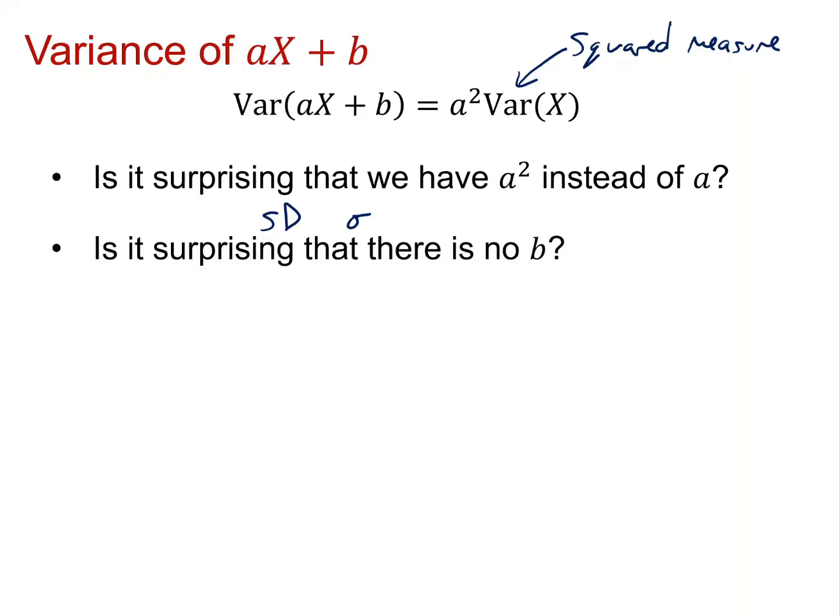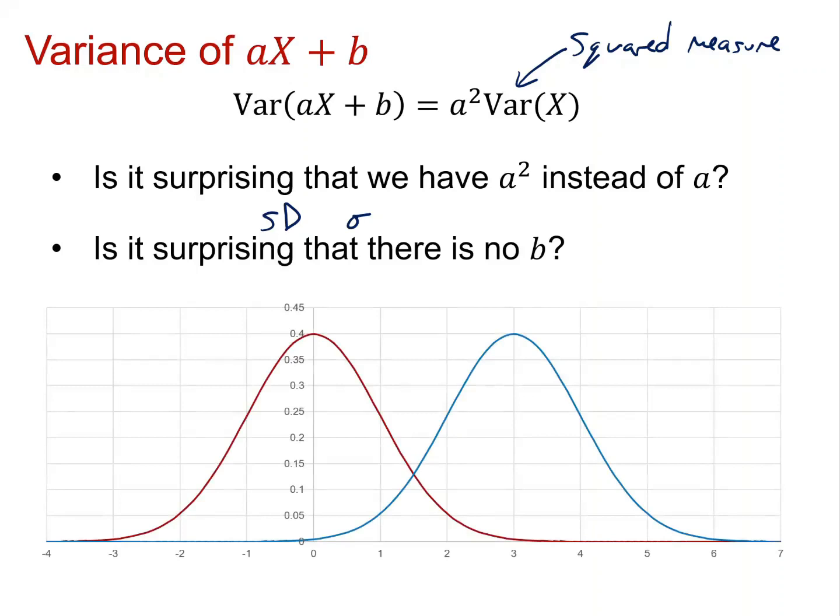Is it surprising that there's no b? Well, again, not really, because if we have two distributions that differ by b, so if I get from this one to this one by adding b, the spread isn't going to change, and we remember that variance and standard deviation are both measures of spread, so adding b and just shifting it across is not going to have any effect on the variance.